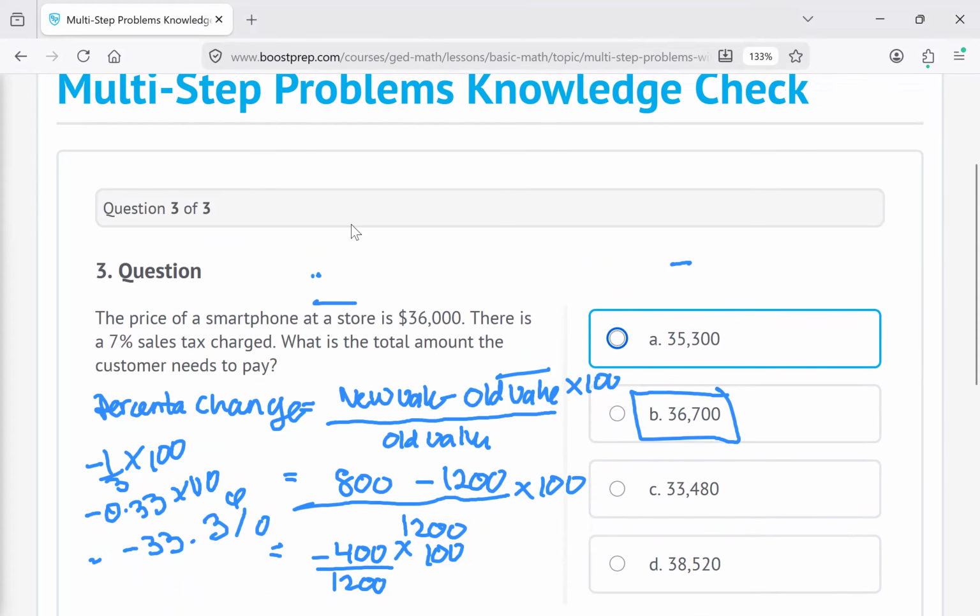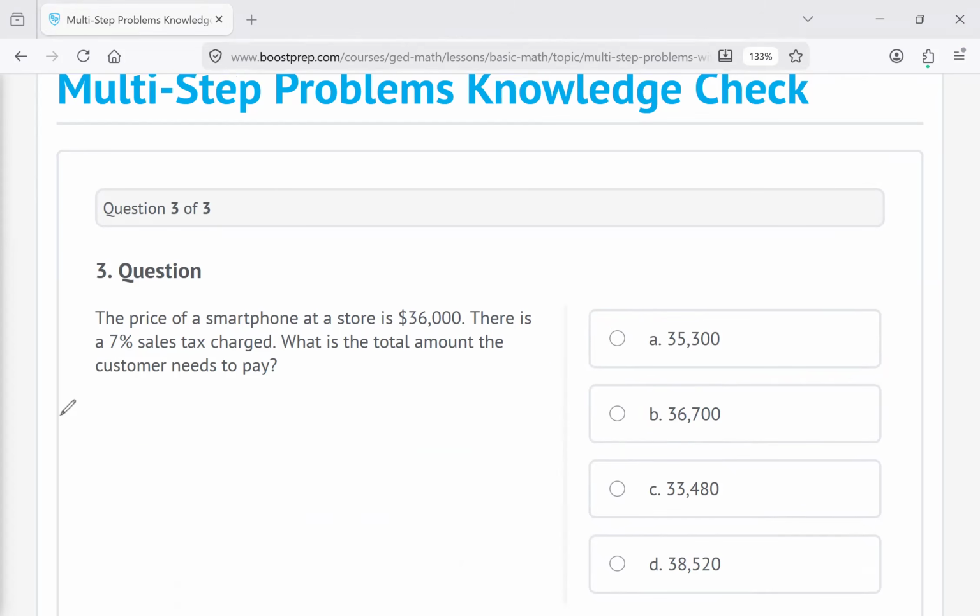Okay, last one. Question three says the price of a smartphone at a store is $36,000. That's a lot of money. Is this a typo? No, that's a lot of money for a smartphone. Wow, that is a lot of money. The price of a smartphone at a store is $36,000. There is a 7% sales tax charge. What is the total amount the customer needs to pay?